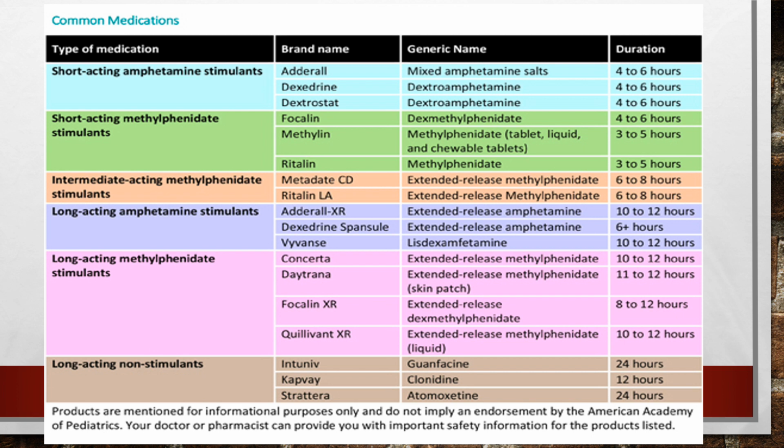Basically, there are two types of pharmacologic treatment: stimulants and non-stimulants. There is an extensive list in your required readings. The list is more for your reference than anything.